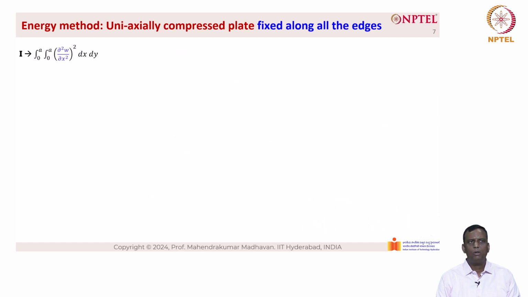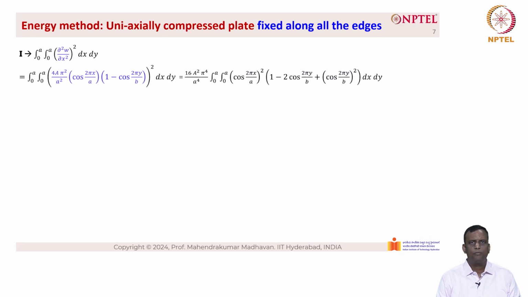Now let us evaluate the integral 1, which is the integral from 0 to a of (∂²w/∂x²) the whole square into dx into dy. When we do so, we expand this equation when we substitute ∂²w/∂x² as 4a π² by a² into cos 2πx/a into (1 − cos 2πy/b). So we have 16a² π⁴ by a⁴ into the integral from 0 to a of cos² (2πx/a) into (1 − 2 cos 2πy/b + cos² 2πy/b) dx dy.